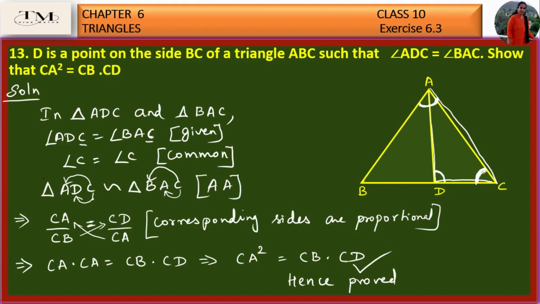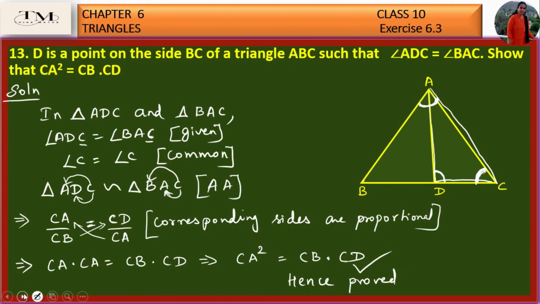So I am taking CD. So last and second. So last and second. In this triangle also last and second. So it is C. So we get CA by CB is equal to CD by CA. So on cross multiplying, CA dot CA is equal to CB dot CD. So CA dot CA is nothing but CA square equal to CB dot CD. So we proved it.